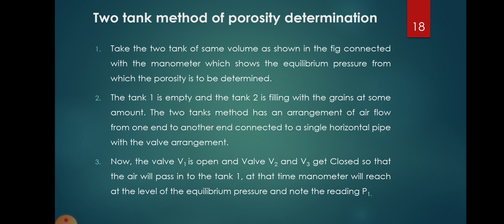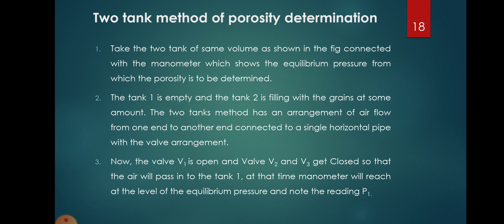The tank T1 is empty and tank 2 is filled with the grains at some amount. The two tanks method has an arrangement of airflow from one end to another end connected to a single horizontal pipe with a valve arrangement. That horizontal pipe, through which air circulates, has three valves placed at different positions, which is shown in the next slide.